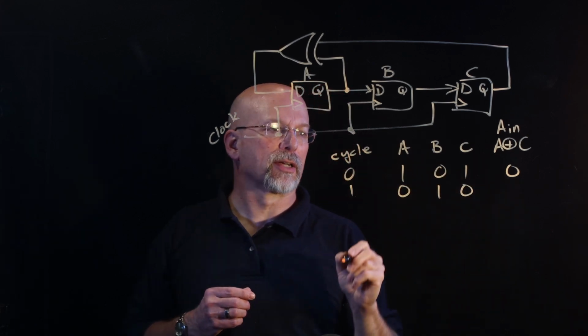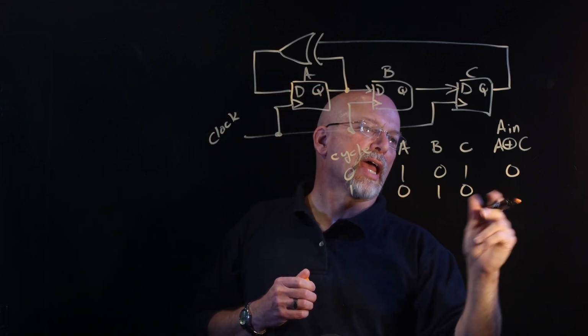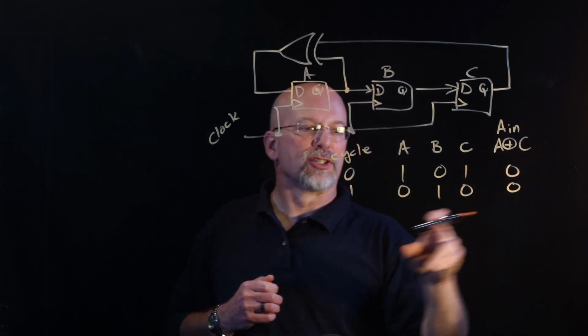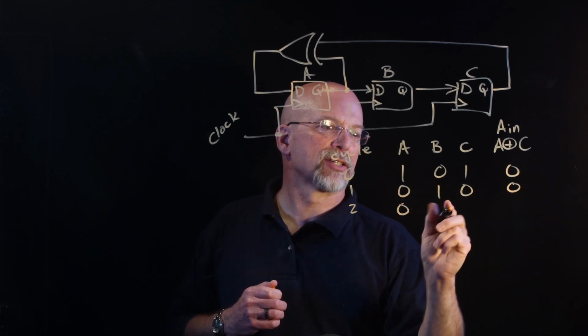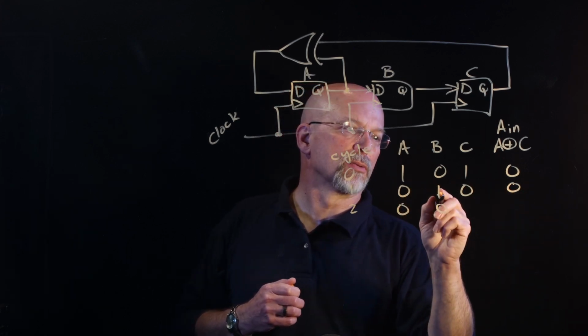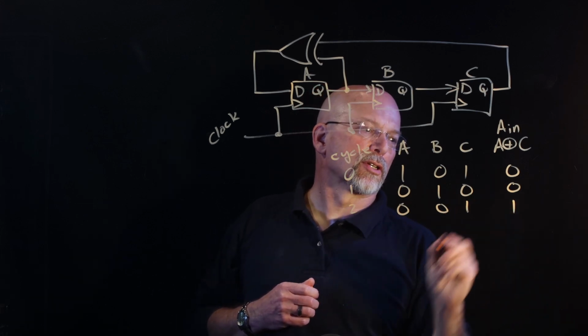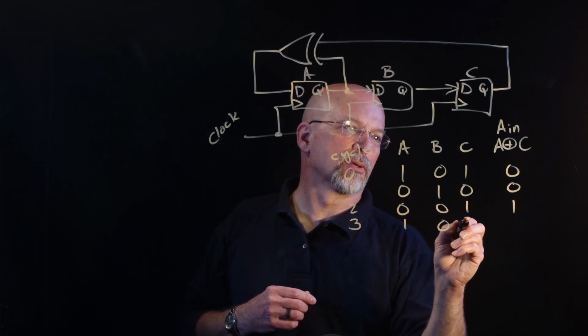All right, so this is cycle 1. Now, A and C are the same, so now we've got a 0 in A. So for the second cycle, this 0 gets passed to A, the 0 that's in A goes to B, the 1 that's in B goes to C. Now they're different, so the exclusive OR is a 1. So in cycle 3, A has a 1, B has a 0, C has a 0.